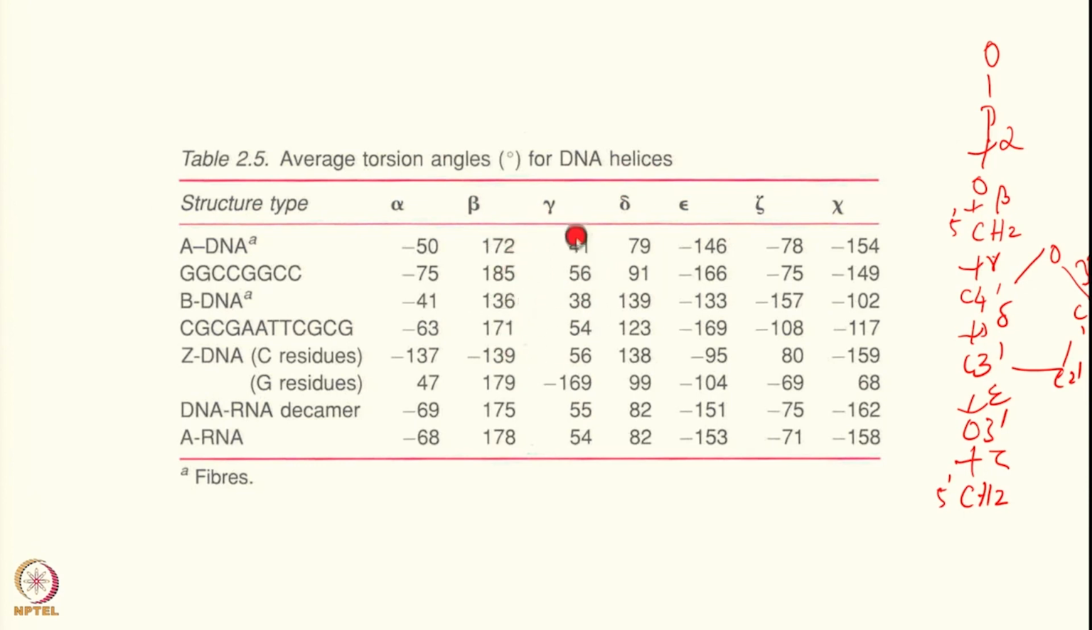And similarly, the gamma is roughly around 40, the so-called gauche conformation, except for the G residues in the Z-DNA, which go into the trans area. So this is -169, which is like the trans area; all of these other ones are so-called gauche conformations. So this is how the various structures are. Now all this information has come from the single crystal structures of short DNA segments, okay.